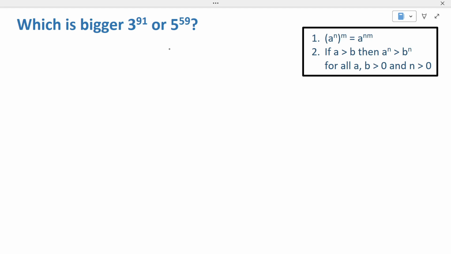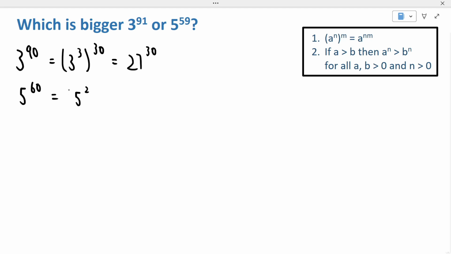So we can consider comparing 3 to the power of 90 and 5 to the power of 60 first. 3 to the power of 90 is equal to 3 to the power of 3, all raised to the power of 30, because 3 times 30 is equal to the 90 exponent, and this simplifies to 27 to the power of 30. 5 to the power of 60 is equal to 5 squared, all raised to the power of 30, since 2 times 30 is equal to the 60 exponent, and this simplifies to 25 to the power of 30.